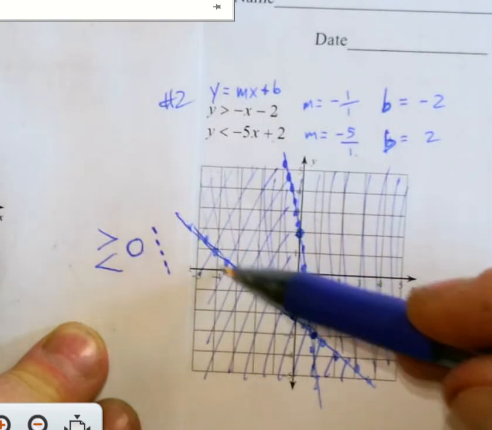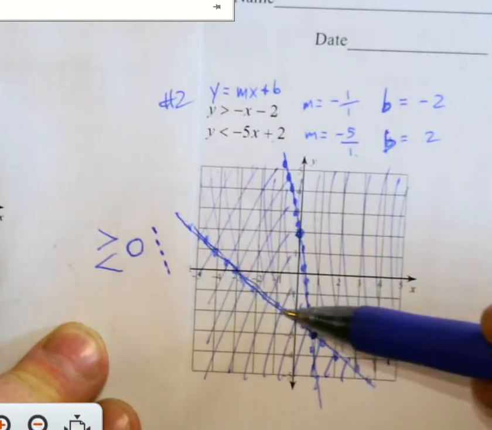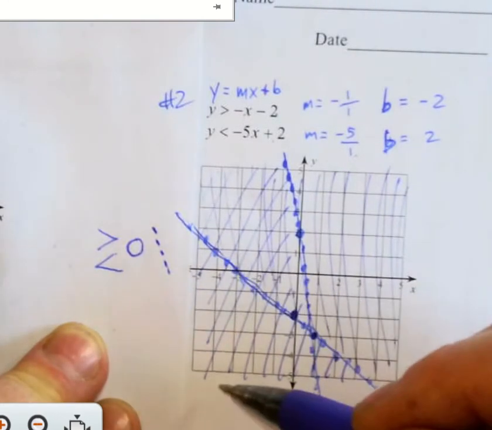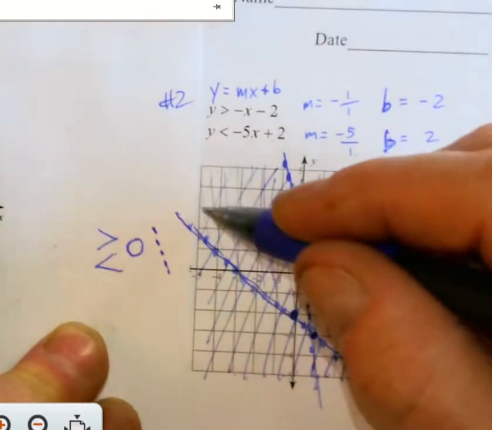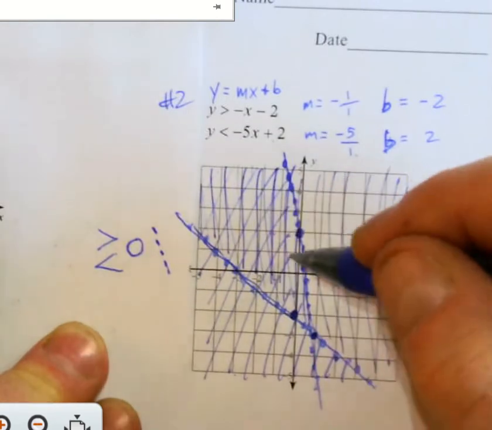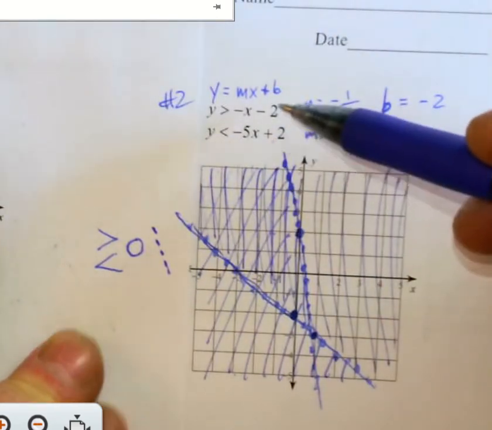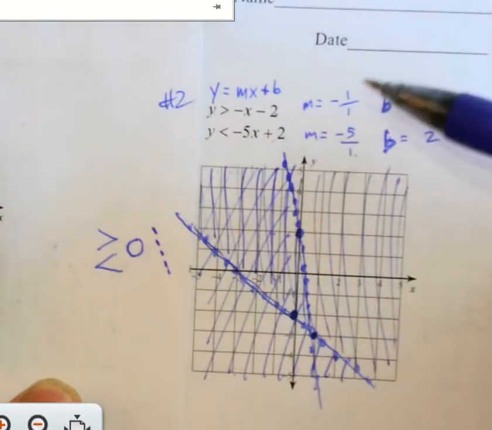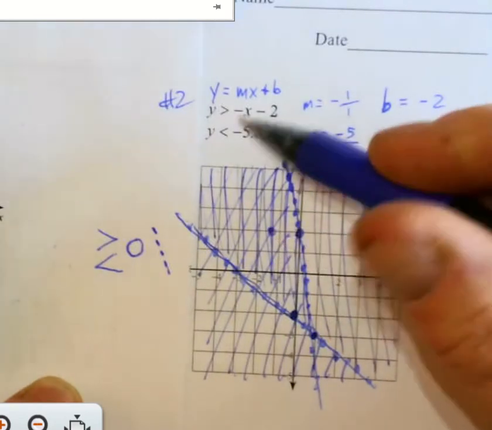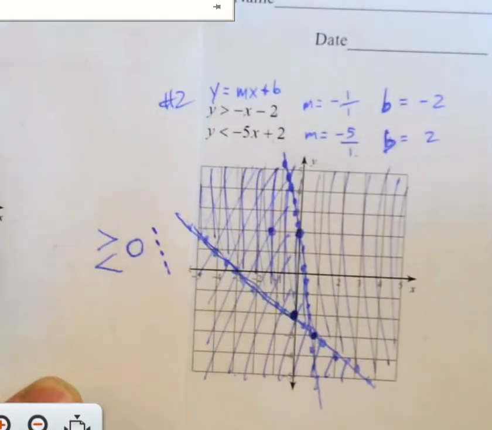for the first line, right? It's greater than all this area. And anything below this line is a solution for the other equation. But here is where they overlap. Any point in here will be a solution for these problems. Now, what does it mean by solution? It means that if I found the xy coordinate here and plugged it in, that would make the statement true.